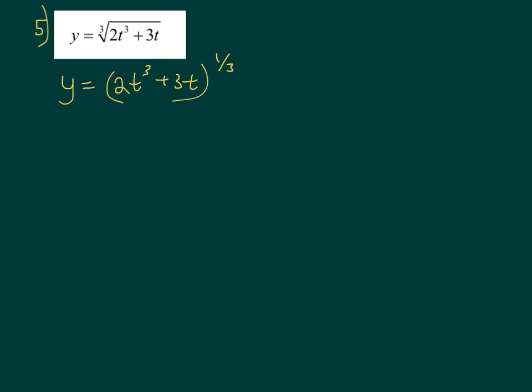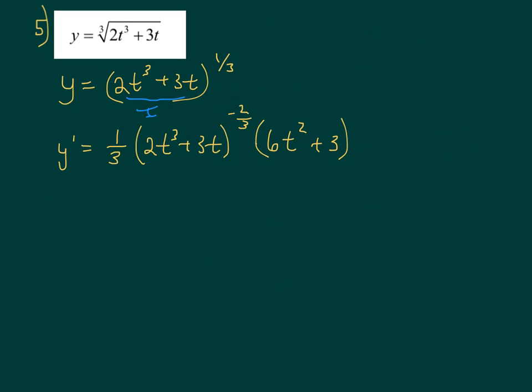Now again, you can clearly see, here's your inside, and the whole thing is being raised to the 1/3. So as we go ahead and do the derivative, we're going to have 1/3, pull that in front, keep the inside, which is 2t cubed plus 3t, decrease your exponent by 1, so 1/3 minus 1, which would be like 1/3 minus 3/3, is negative 2/3, times the derivative of the inside. So that's 6t squared plus 3.